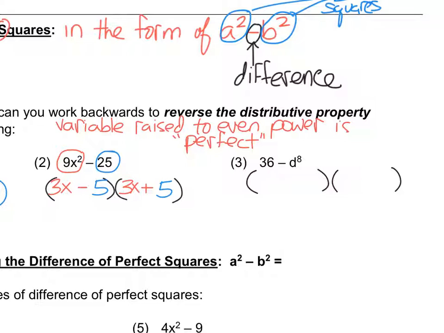So 36, 6 times 6, minus plus, two identical values that multiply to d to the 8th, d to the 4th. So you do a little guess and check and say, okay, well, I think it's d to the 4th. Keep the base and add the exponents. 4 plus 4 is 8.